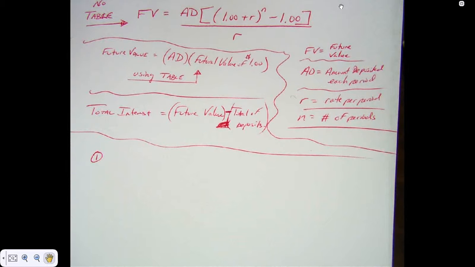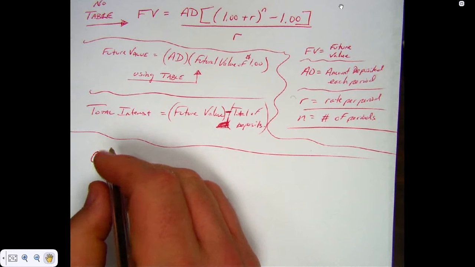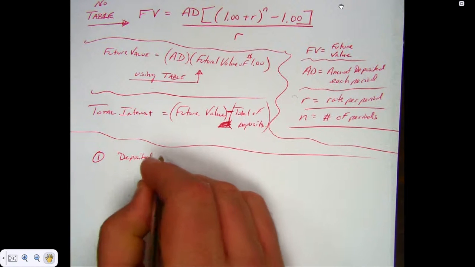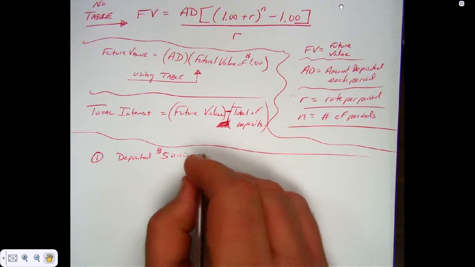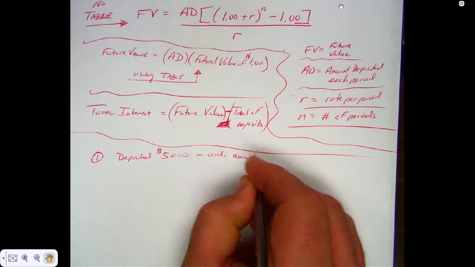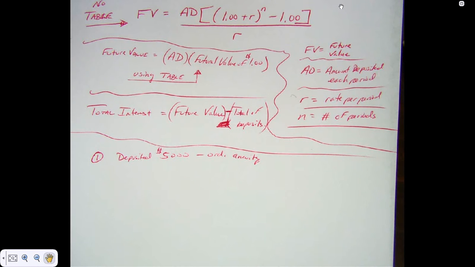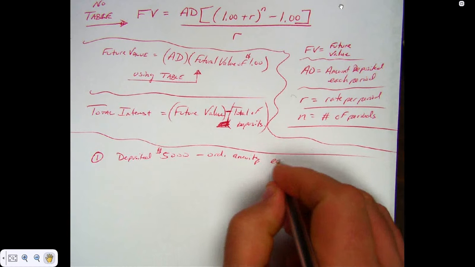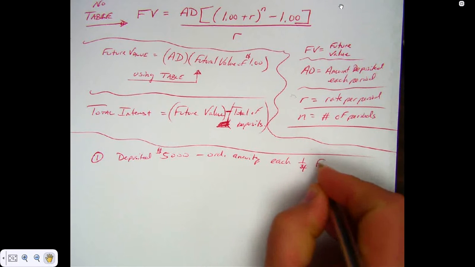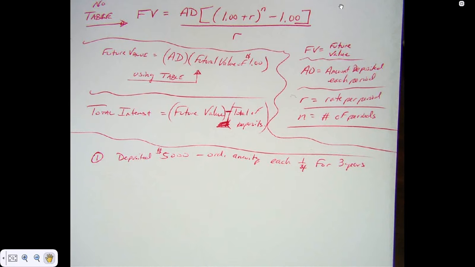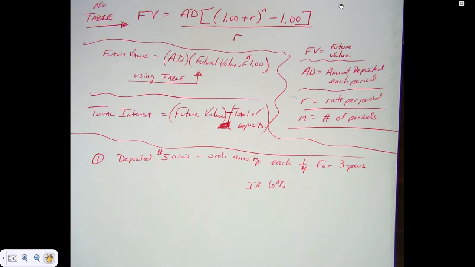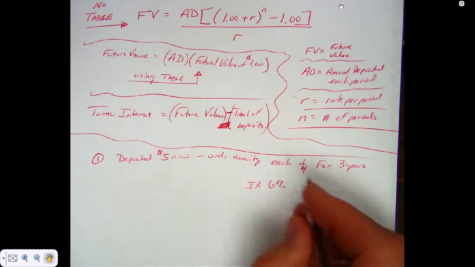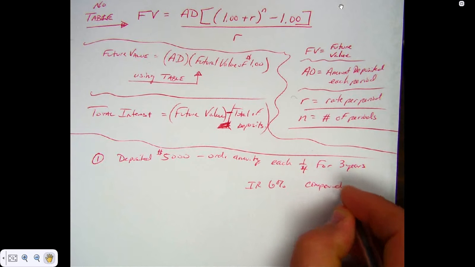Number one, we're going to use a table. It says Roy deposited $5,000 in an ordinary annuity after each quarter for 3 years. Interest rate, 6%, compounded quarterly.